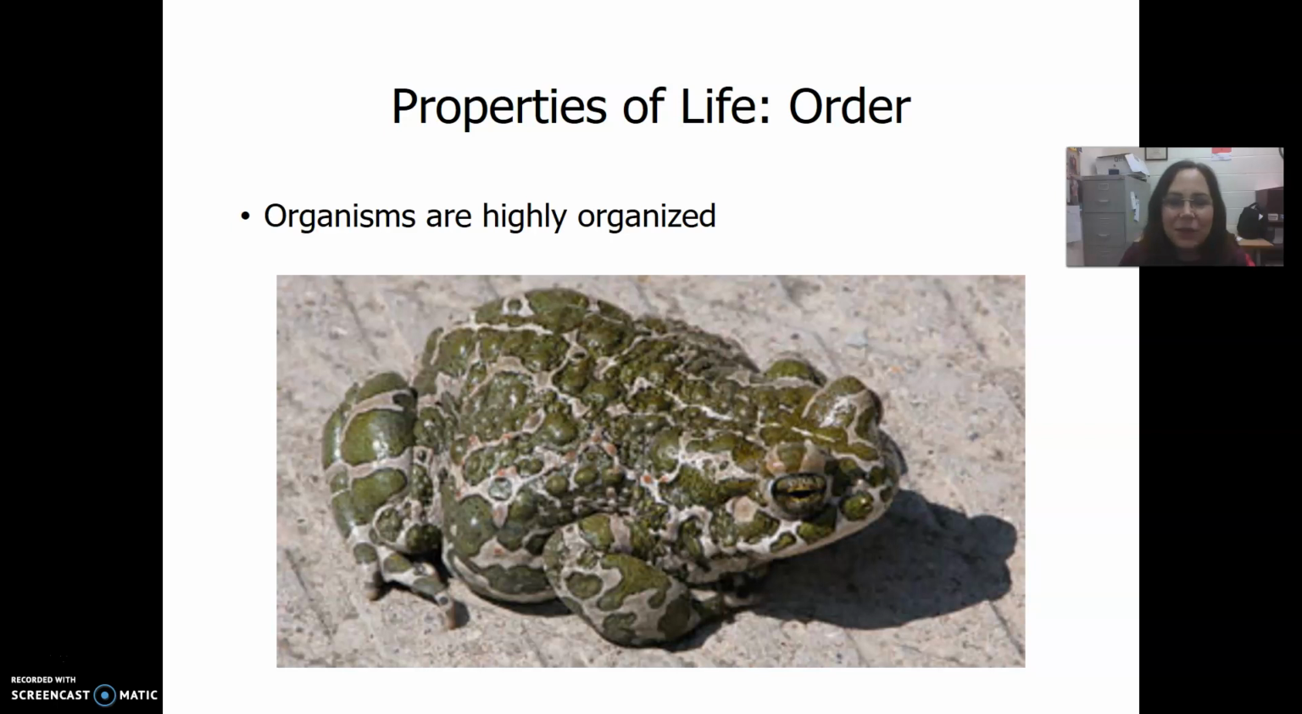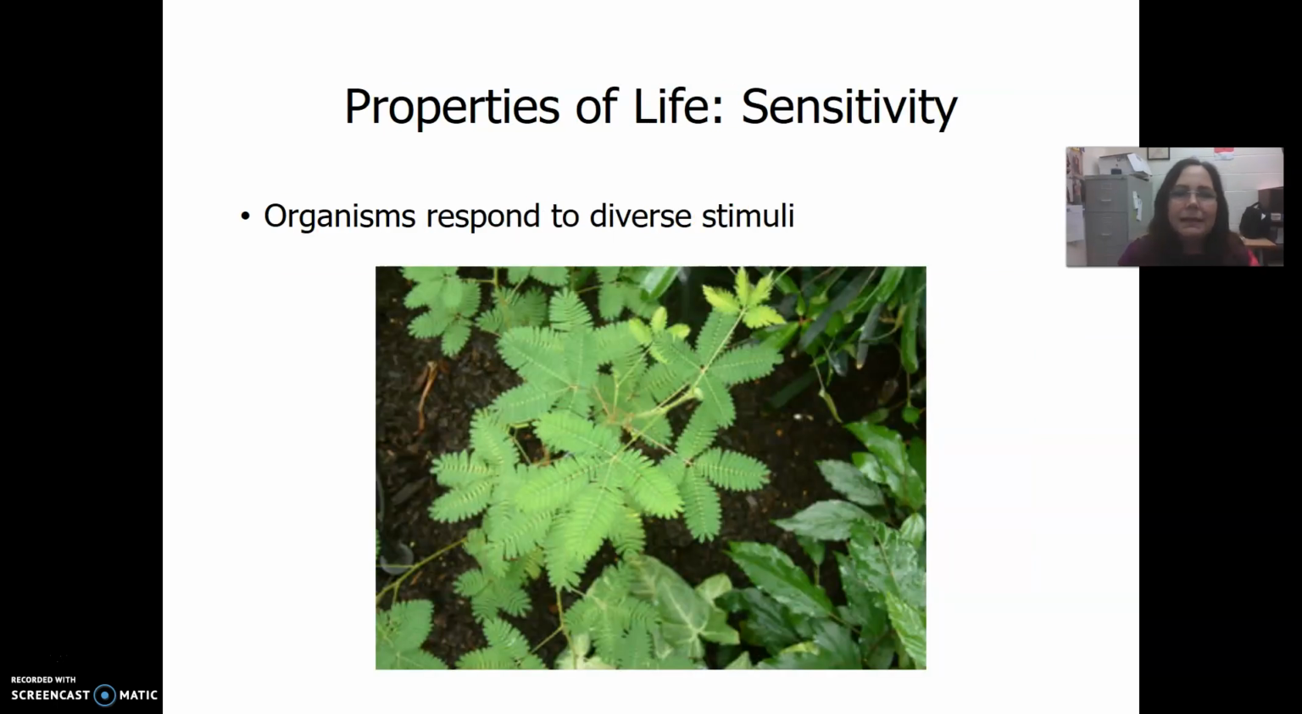This toad is organized starting with atoms and molecules and organelles, and then it's organized into billions of cells. And those cells can group together and form tissues, such as the tissue that forms its outer covering or skin, the tissue that forms its muscles, the tissue that forms its nervous system, its brain. And then here, there's actually a video that shows you these.